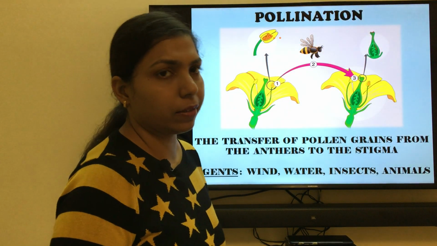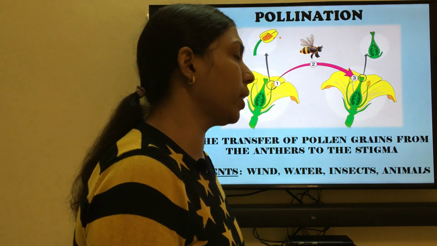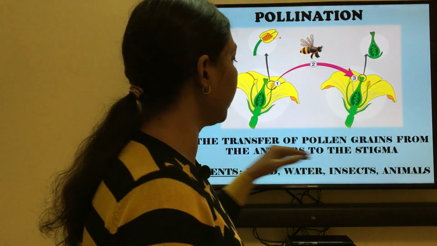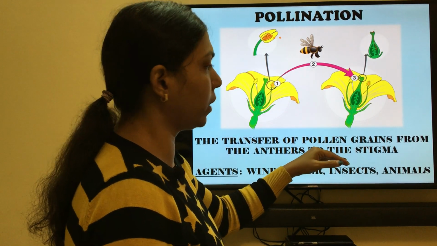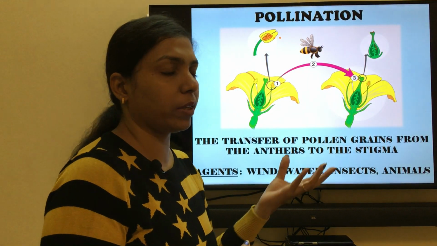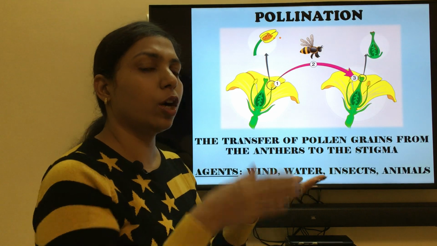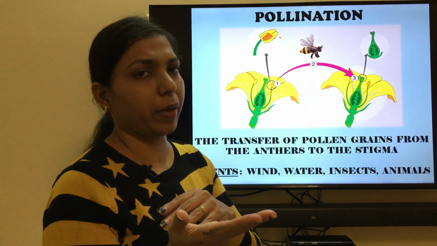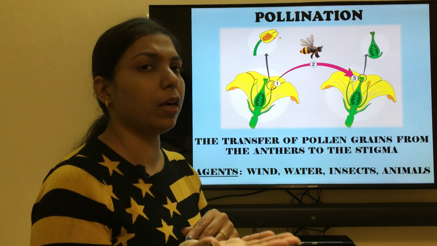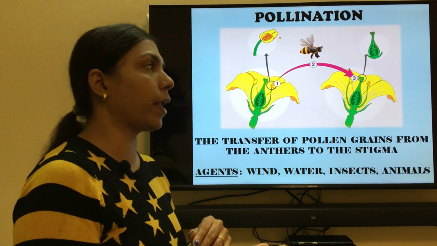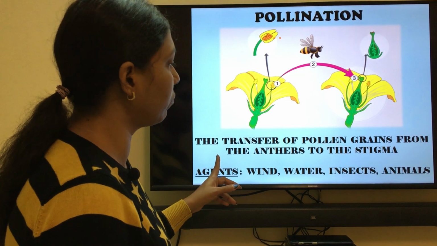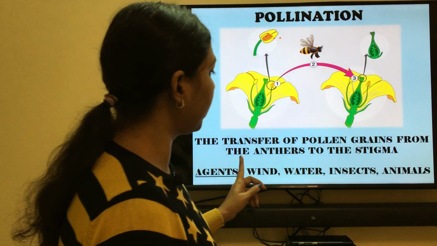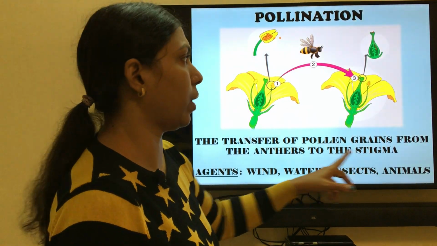Now what exactly is pollination? Pollination is the transfer of pollen grains from the anthers to the stigma. When the pollen grains are transferred from the male reproductive part, that is the anther, to the female reproductive part, which is the stigma, that particular process is called pollination. So the definition of pollination is the transfer of pollen grains from the anthers to the stigma.